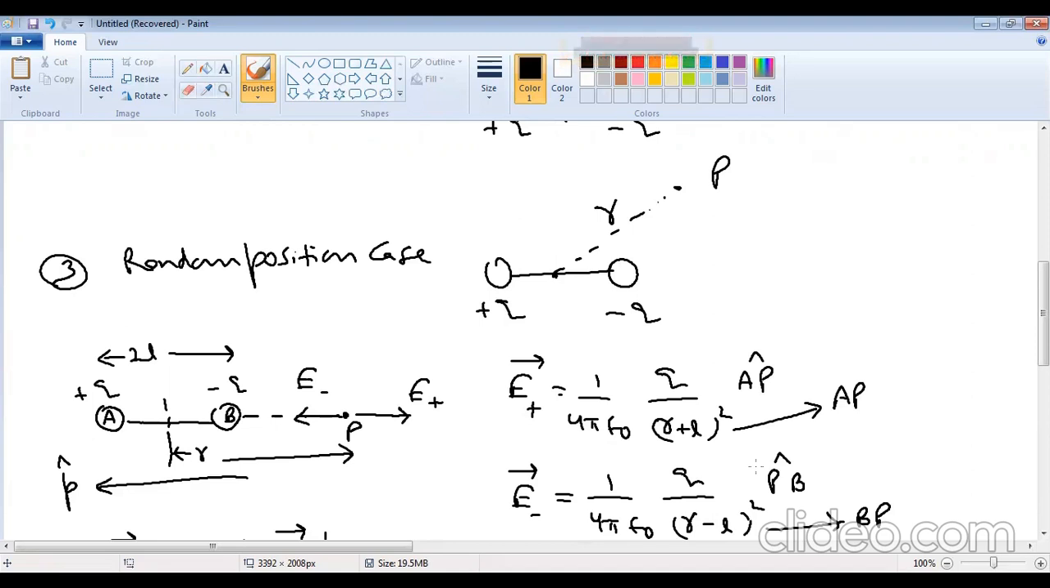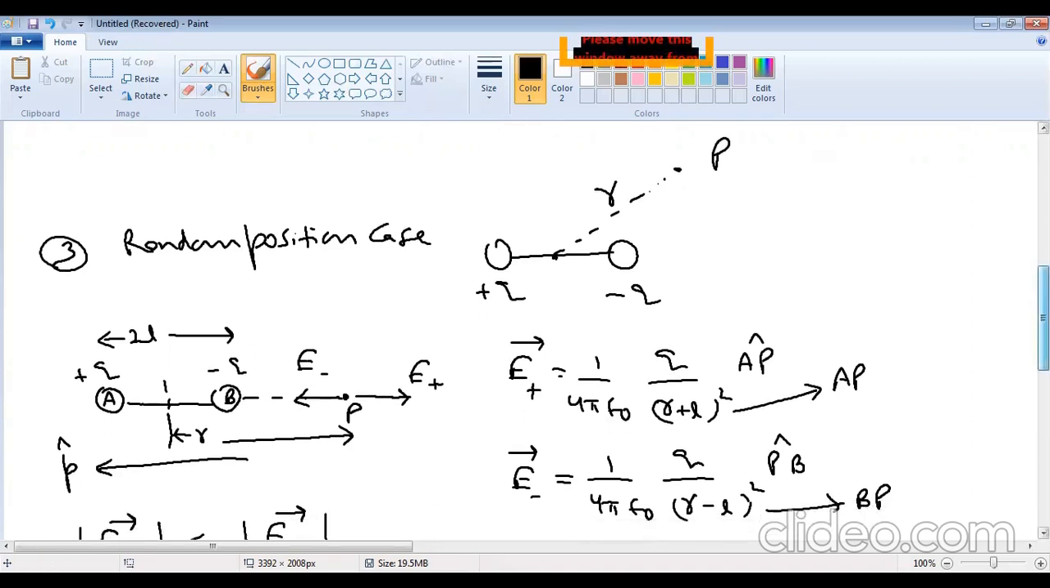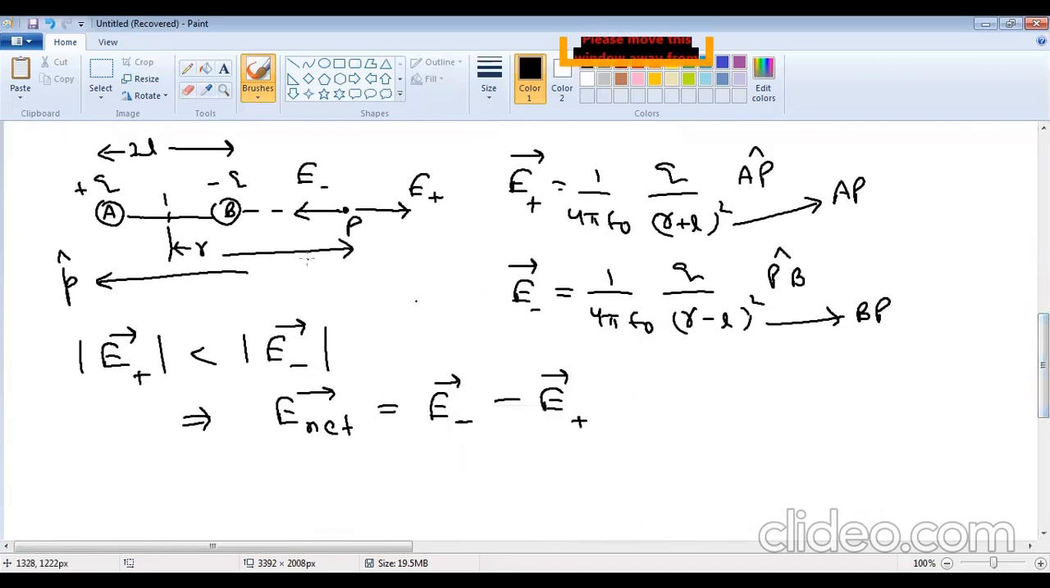Let us first find out the field in case one, that is the axial case. If you see this diagram, here we have the dipole axis AB, with plus Q and minus Q charges, and let us write the center of the dipole as point M. From this point, the point P is placed at some distance r.